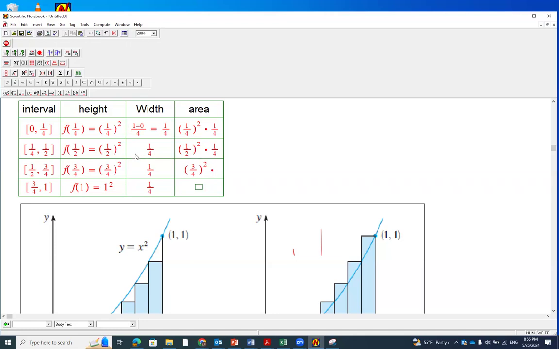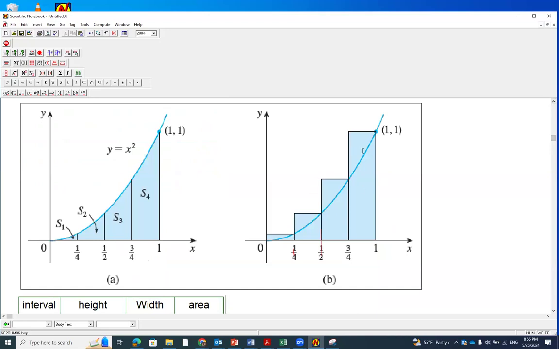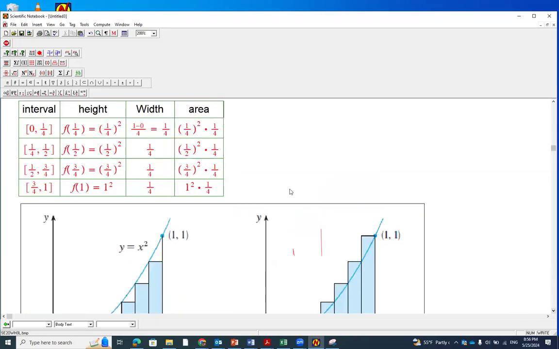Multiply the height. Okay, the height multiplied by the width, which is 1/4. So the total approximated area is the sum of all of these four rectangles.